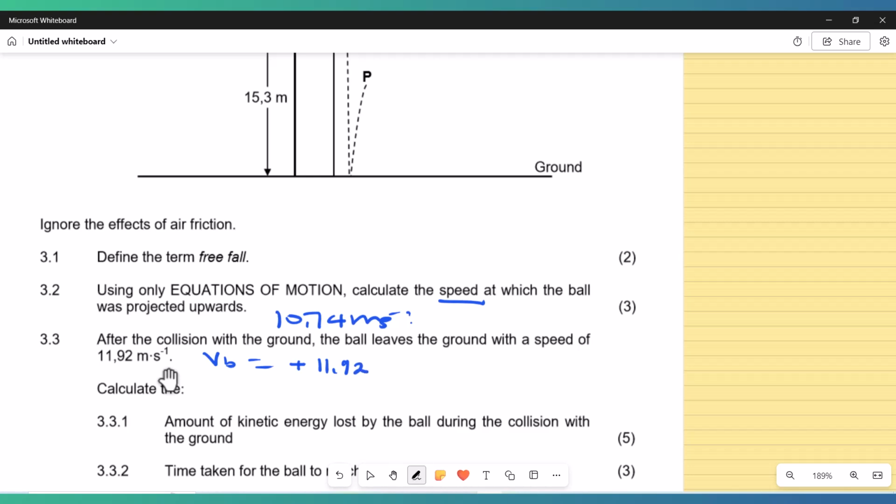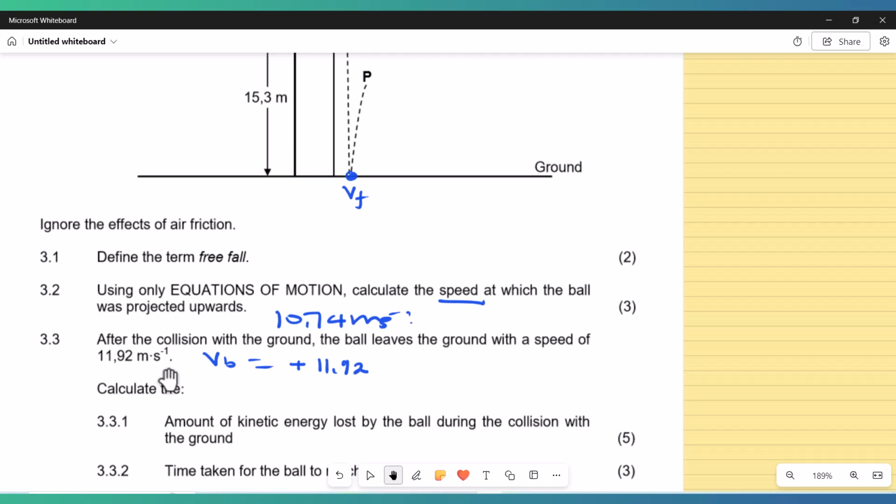Then we calculate the amount of kinetic energy lost by the ball during the collision with the ground. Now, when the ball hits the ground, there is velocity at this point here, which I'm going to call V final for now. That V final is the velocity at which we hit the ground. Then as the ball leaves the ground, we lose some energy. That's why our velocity now is 11.92. Let us first find this V final here, and then we proceed from there.